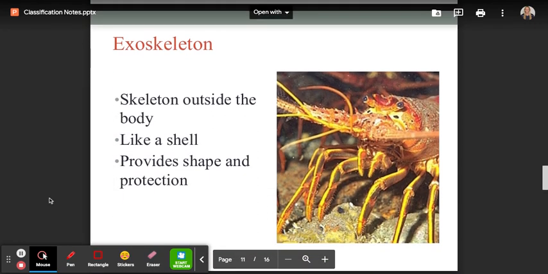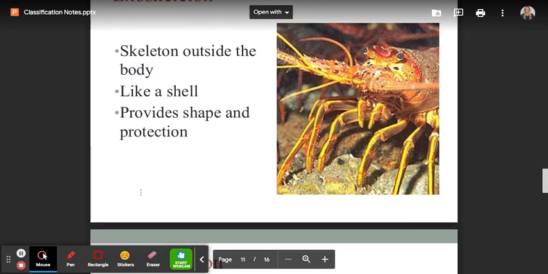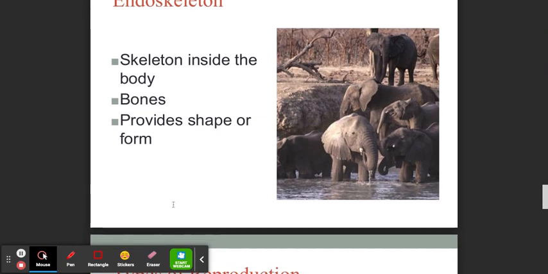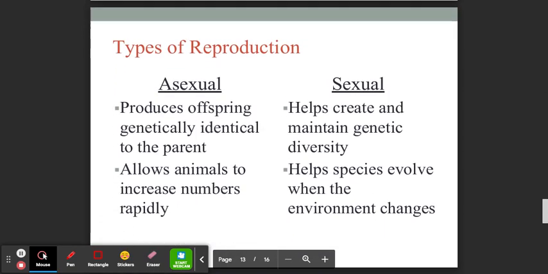An exoskeleton is going to be a skeleton on the outside of the body. This can be like a shell. It provides shape and protection on the outside. Some other examples are ladybugs or grasshoppers from our examples last week. Endoskeleton is a skeleton on the inside. Bones provide shape and form. This is anything where you cannot see the skeleton.